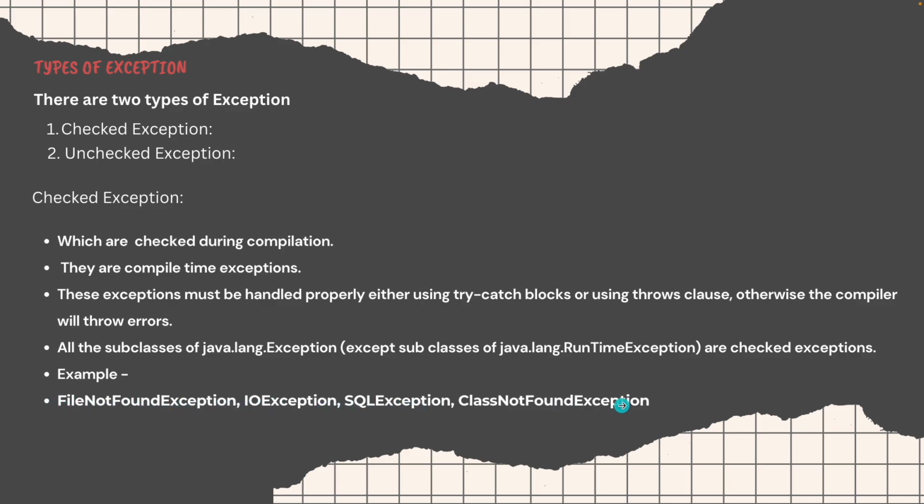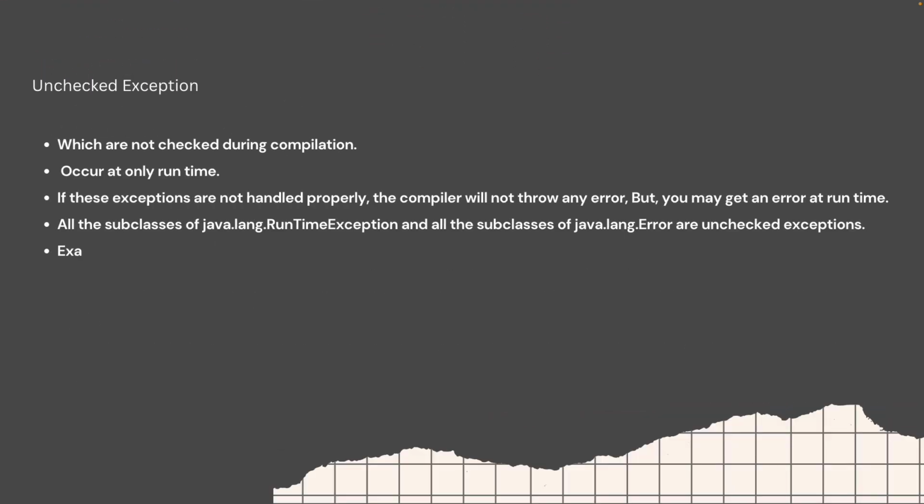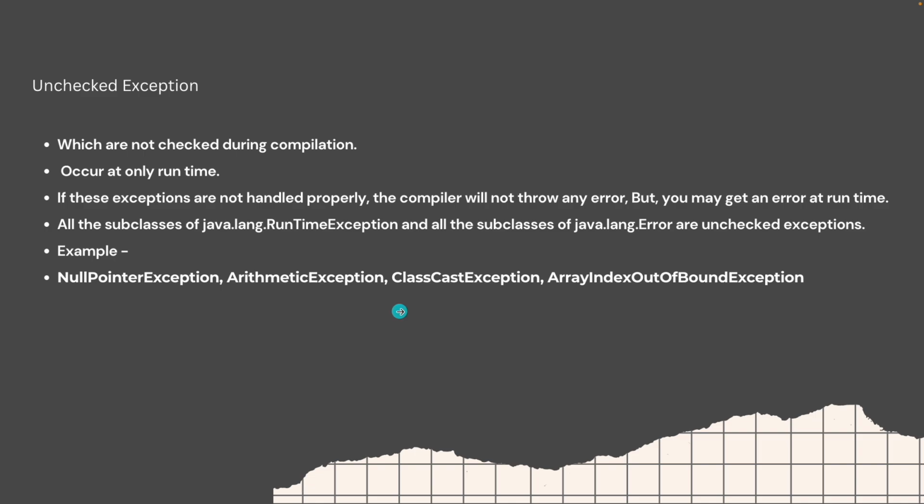Another one is unchecked exceptions. So basically checked are the compile time, and these are the runtime exceptions. If we do not handle the exceptions prior to the execution of the program, then it gives some errors or throws an error. And the examples are these ones.